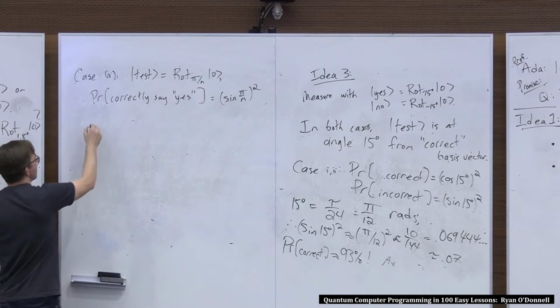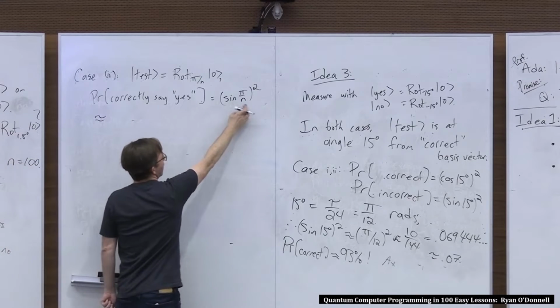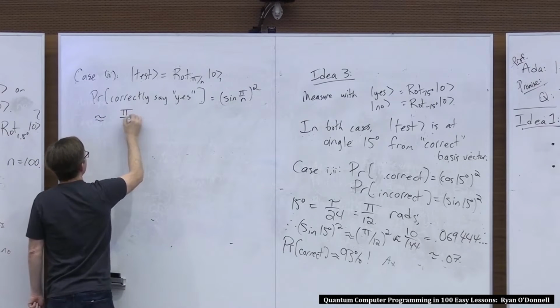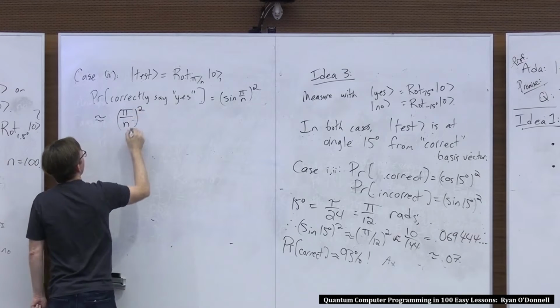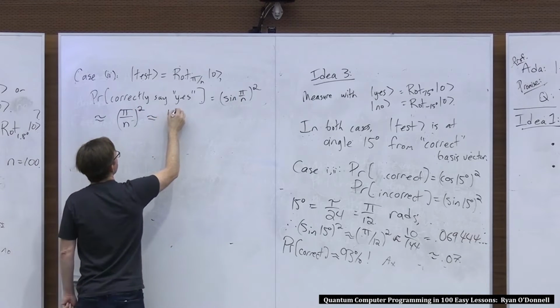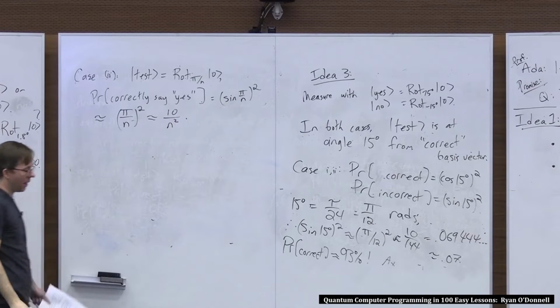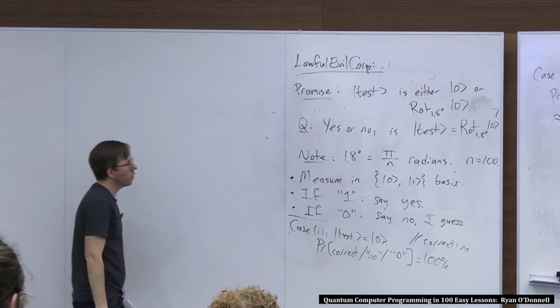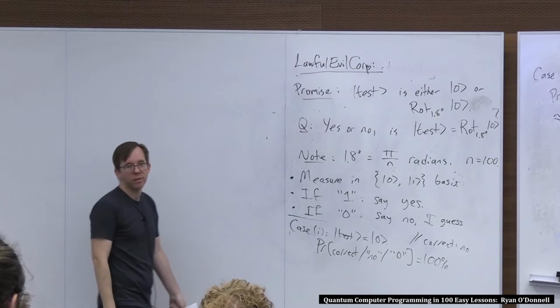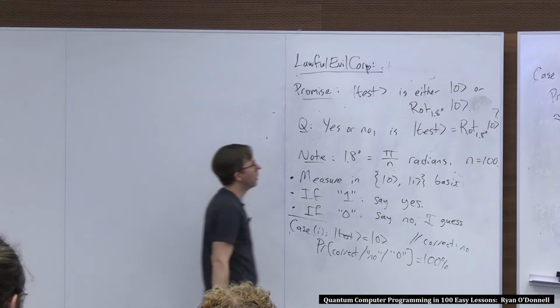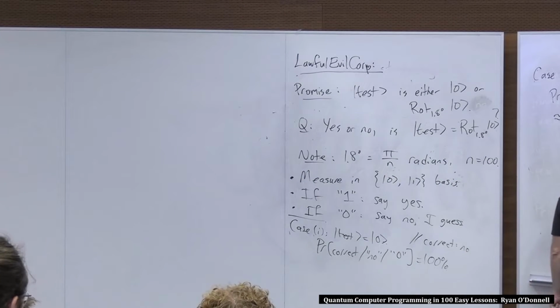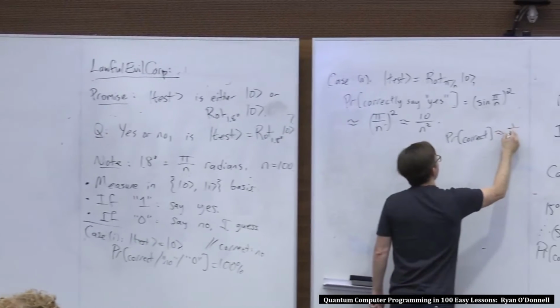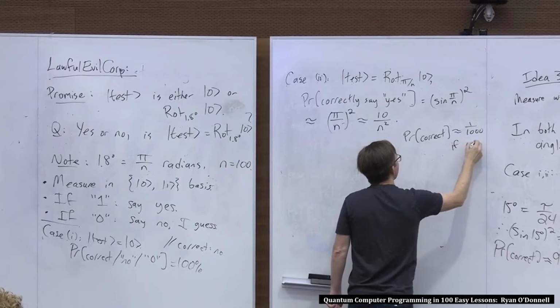Which is sad, because pi over n is small, so we know that sine of a small number is basically the same thing as that small number. So it's about (pi over n) squared, which is about 10 over n squared. And that's really sad. Because in particular, if n is 100, as it was in my example, this is 10 over 10,000, which is 1 in 1,000. So your probability of being correct is about 1 in 1,000. This is terrible.